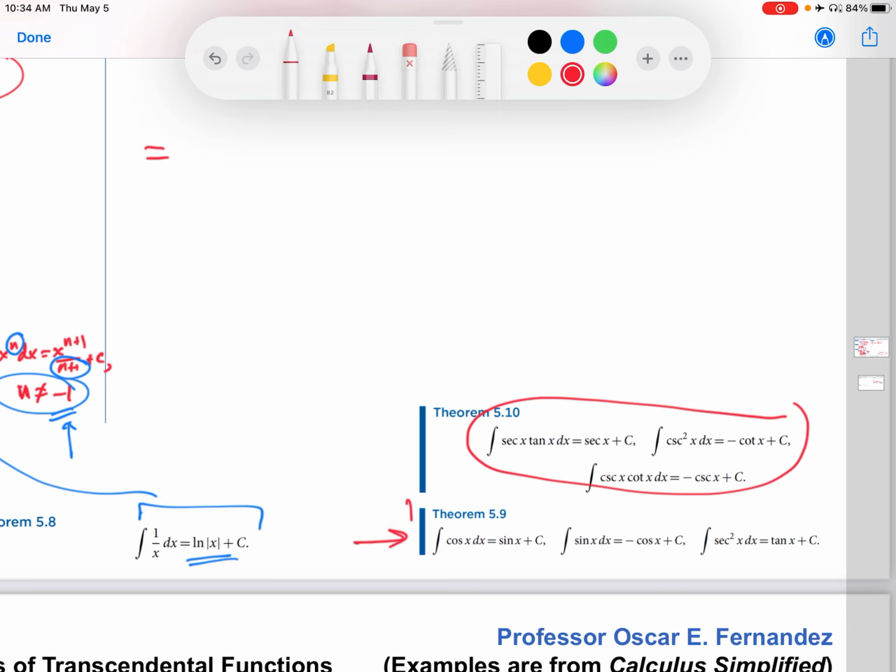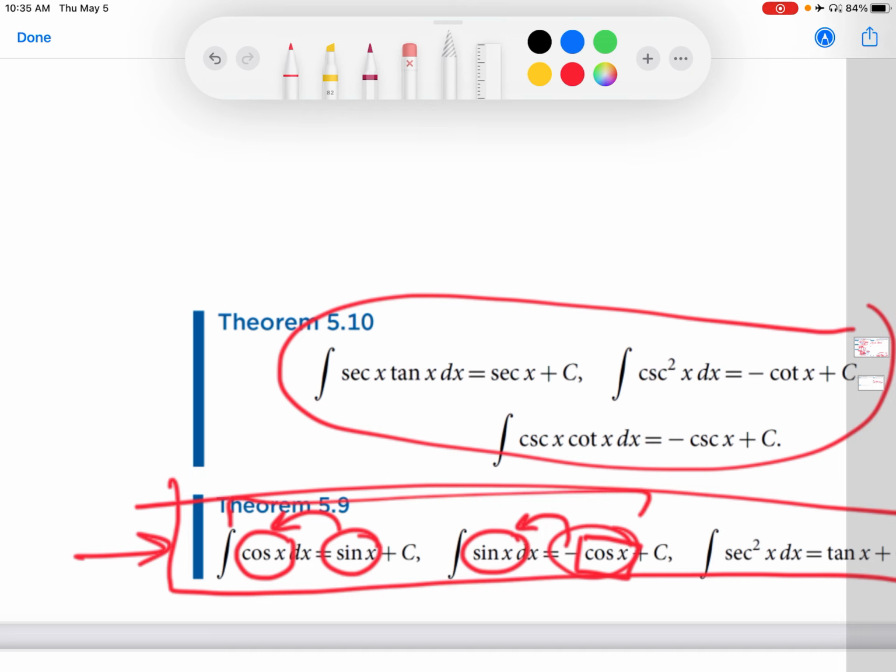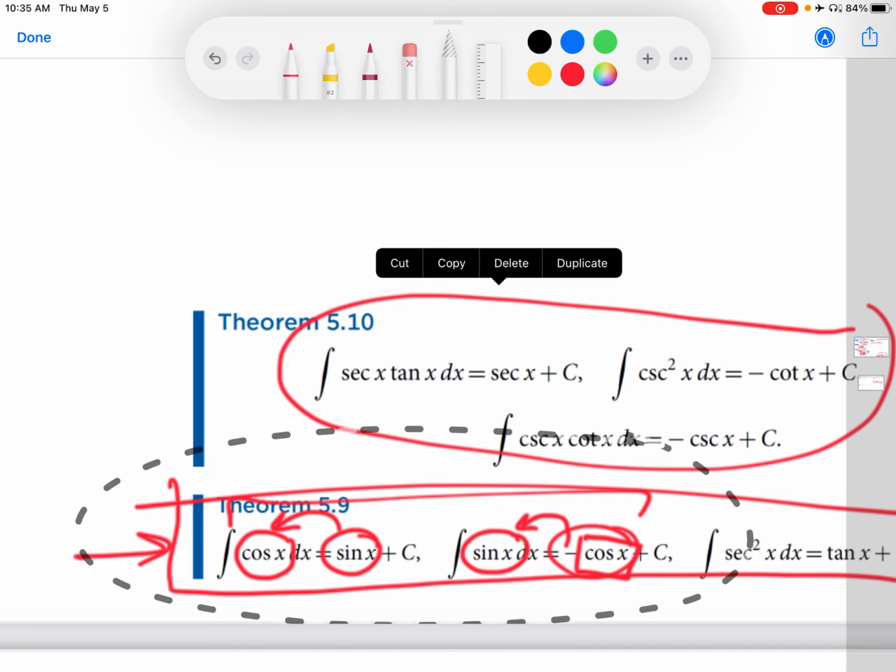But for the purposes of this example, we're just going to use what's down here. So sine and cosine, right? The integral of cosine is sine because, again, the derivative of sine is cosine. The integral of sine is negative cosine because the derivative of cosine is negative sine. And really, these are the only two that we need for this example. So I'm going to use that.